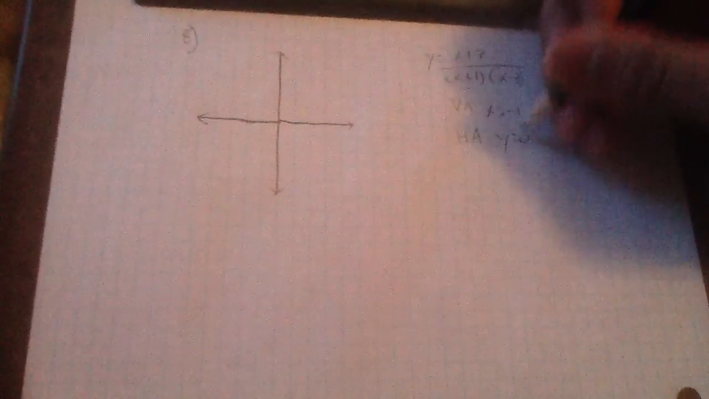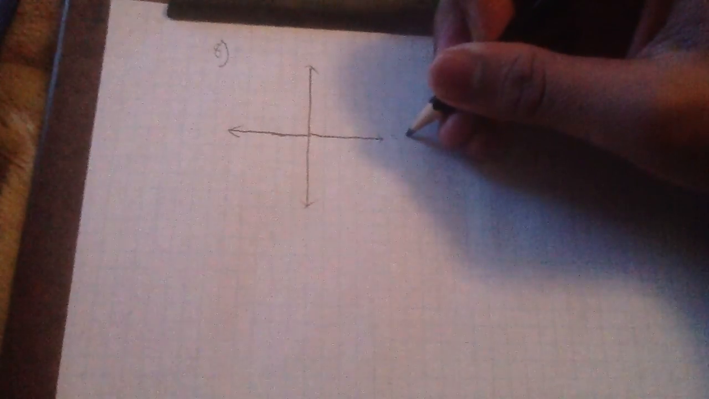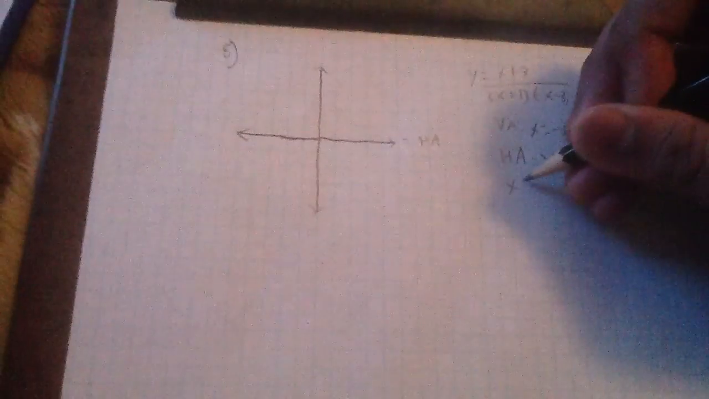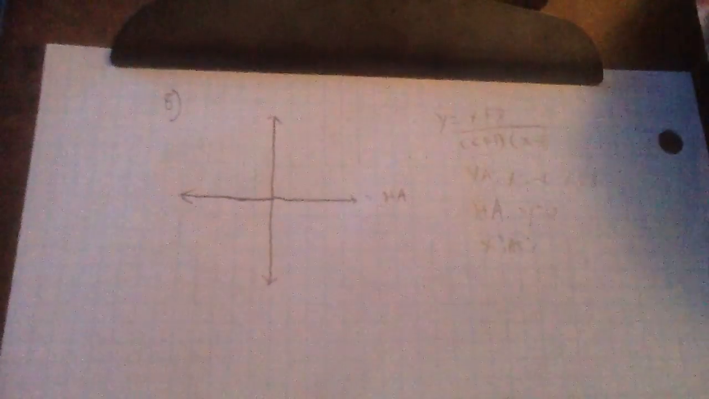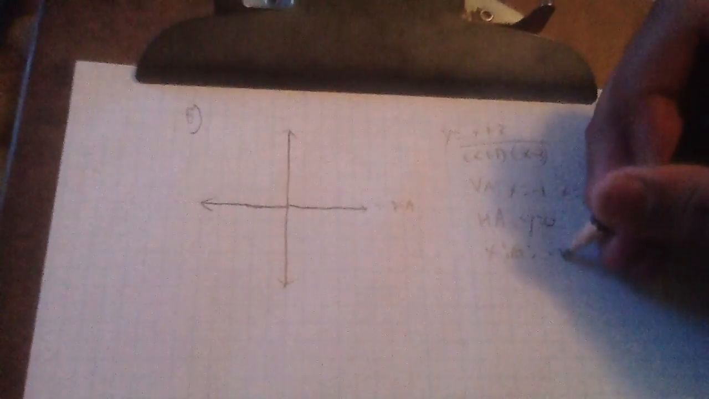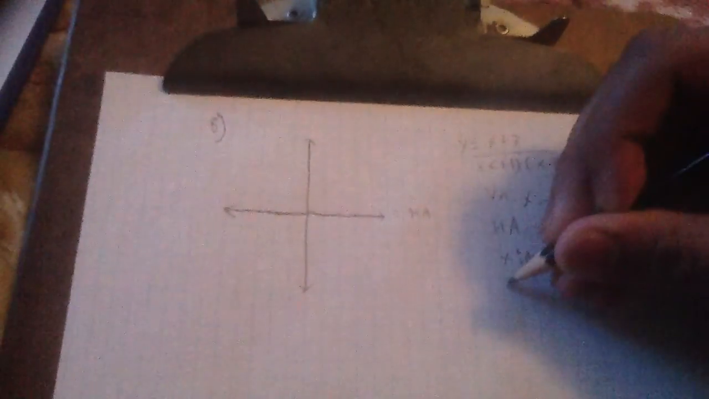So at y equals 0 there's a horizontal asymptote. And an x-intercept, so when the top is equal to 0 and the function intercepts the x-axis at -3, 0.